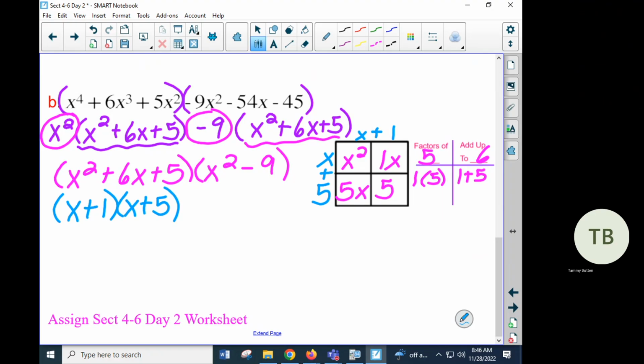Can I factor this more? Yeah, this is difference of squares again. So it'd be x plus 3, x minus 3. Okay, and that would be your answer.